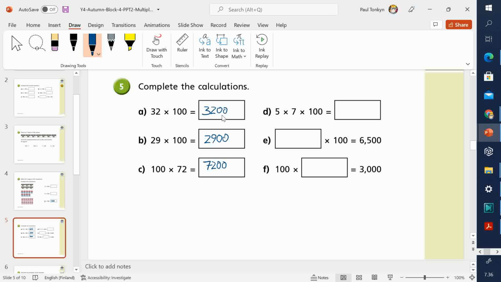Good. Okay, right. This is testing your times table a bit. What's 5 times 7? Good, 35. So in other words, yes, the answer would be 3,500. Okay. So we need to work backwards. Exactly, because you've got here the 100. So you need to get rid of the zeros to see the answer. 65. Yeah. 100 times what equals 30? Good, because you can count the zeros. Okay, 3 zeros, so it's 3,000.